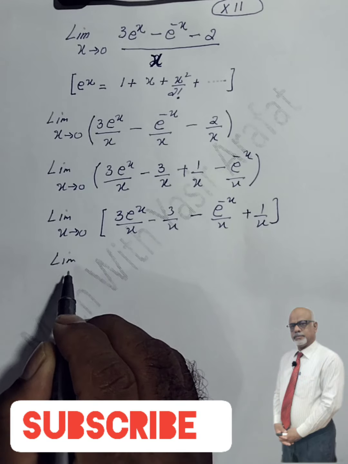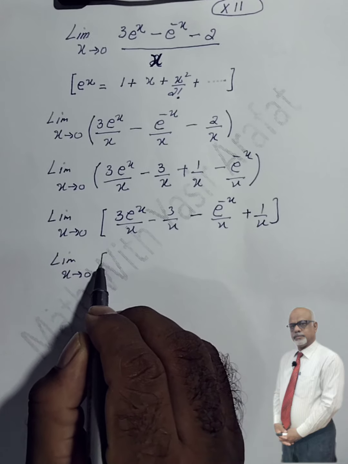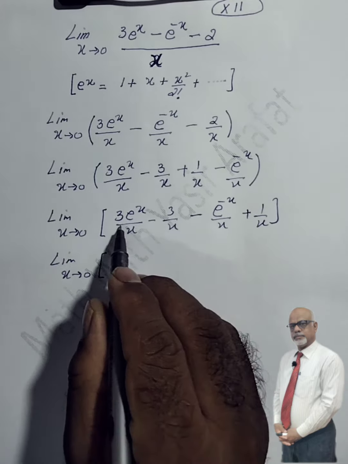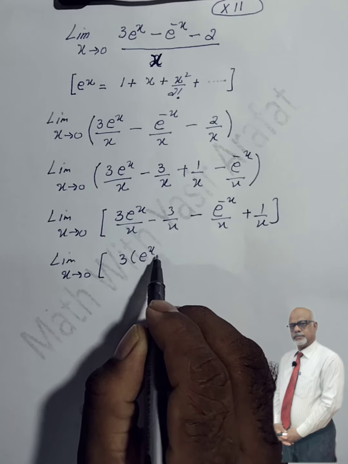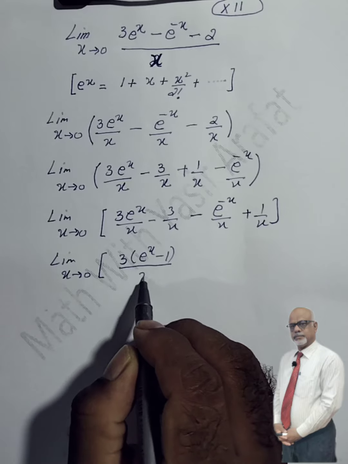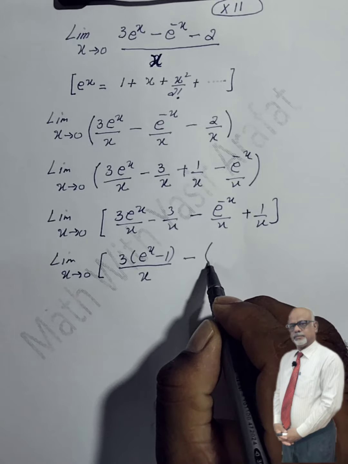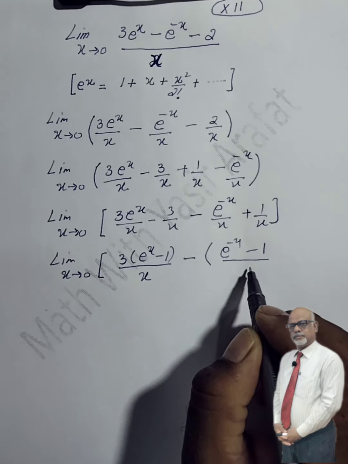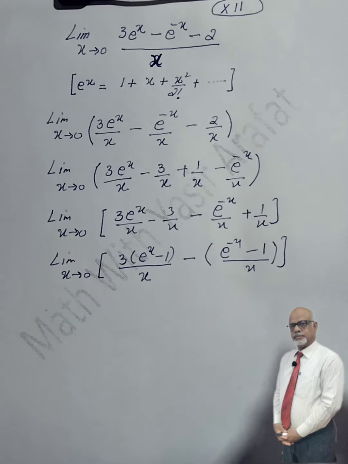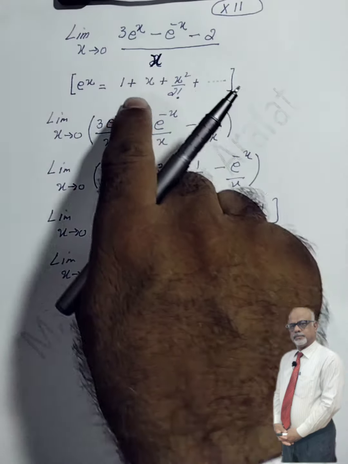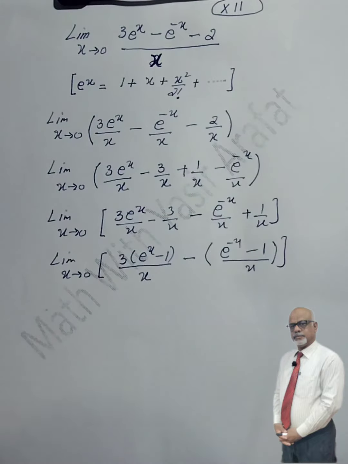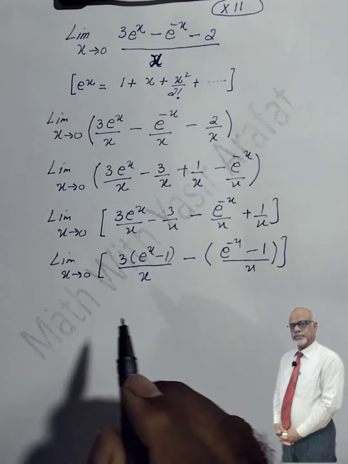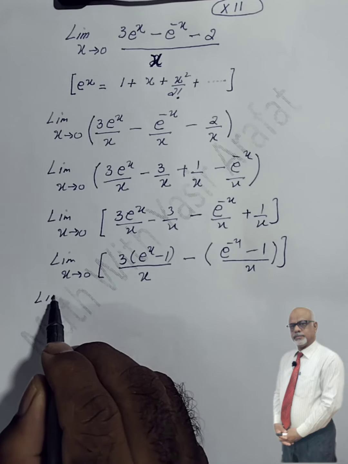Now take out pairwise LCM here. So this is, take out 3 common, e^x minus 1, and just take out the LCM here. Take out minus common here, and this is e^(-x) minus 1, take out the LCM as well. Now we have a simple situation here to apply the formula of e^x. It is equal to like this. Now dear students, we have to apply the formula here.